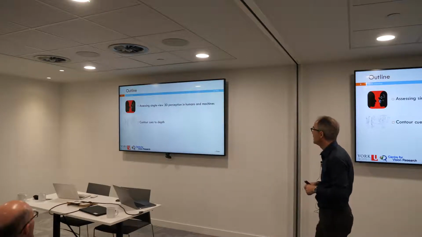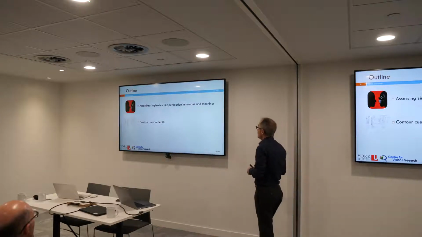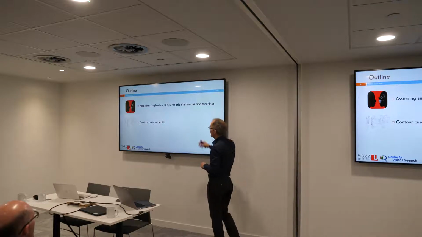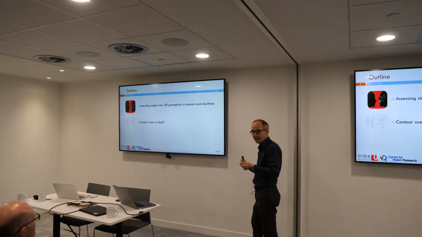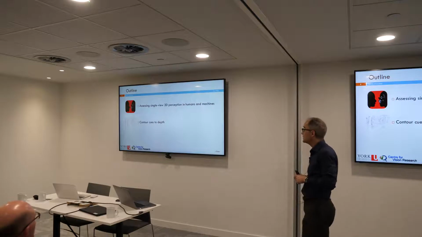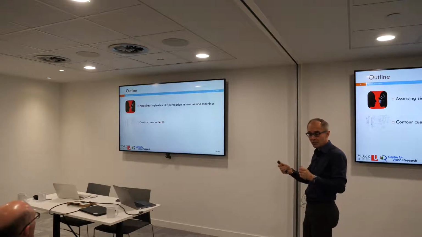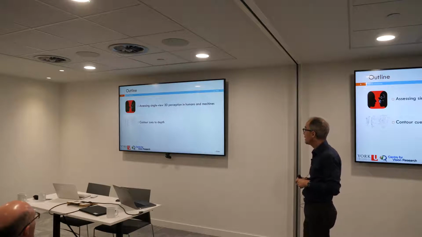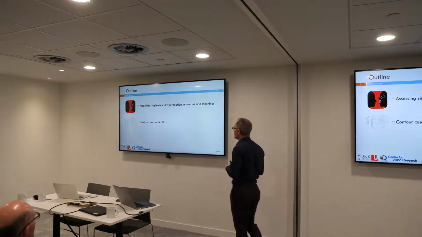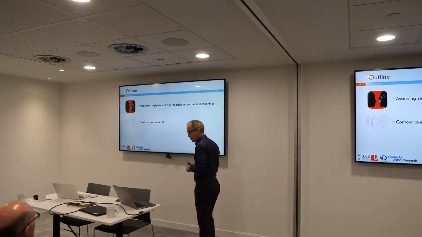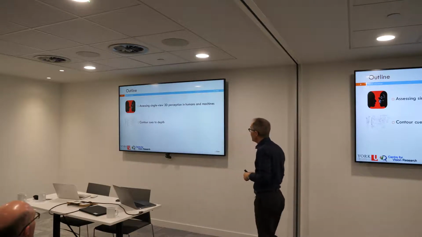So in particular, if we do that, we can continue to have this interaction between the two communities and assess how good humans are at tasks and try to get machines to perform a similar way, or even better, maybe, and then look at specific cues. And the cues I'm going to focus on in my talk are contour cues to depth. Okay, so let's get going.